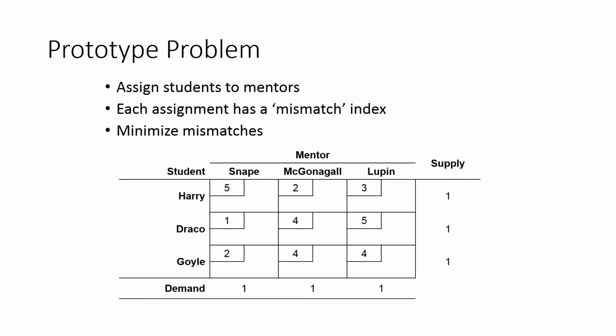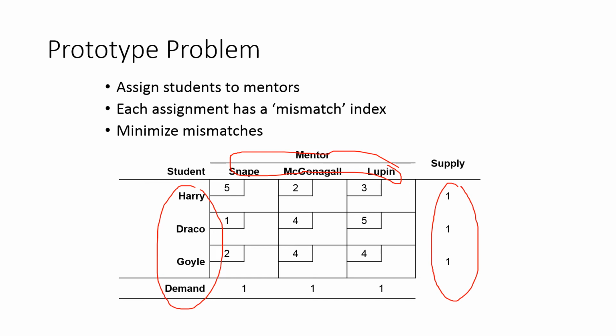Here's an example. Assign students to mentors. You have 3 students and 3 mentors, and they need to be mapped to each other. And obviously the supplies are 1 and the demands are 1, so this is in a transportation table format in a way.